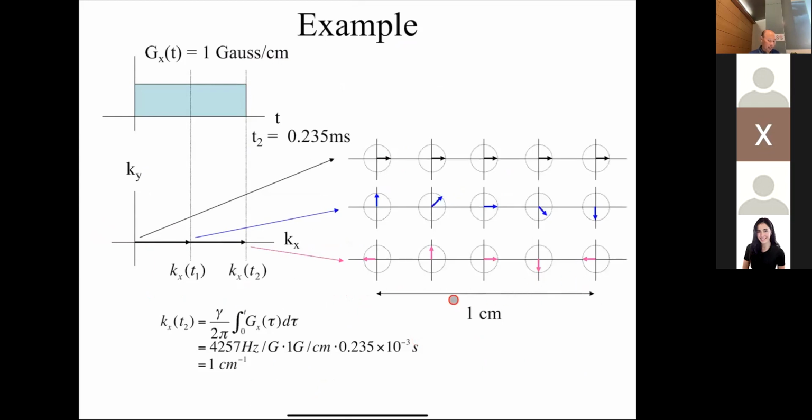And so let's actually get into how we calculate this. Basically, if this time t2 is equal to 0.235 milliseconds, I integrate this. I use 4257 Hertz per Gauss. This is 1 Gauss per centimeter, and this is the time. Then after this amount of time, I'm at a kx of 1 inverse centimeter. That means if I looked at my object, the spins would repeat their phase every centimeter, if I applied that gradient.